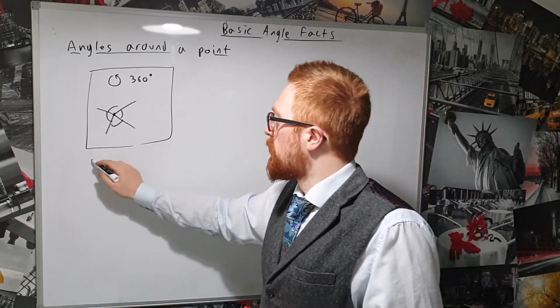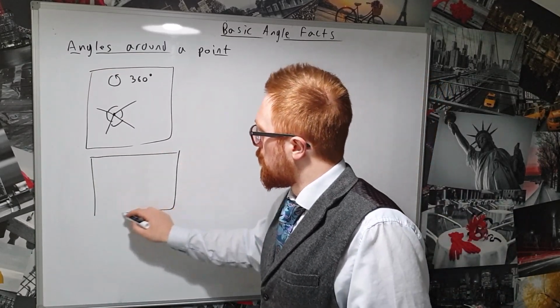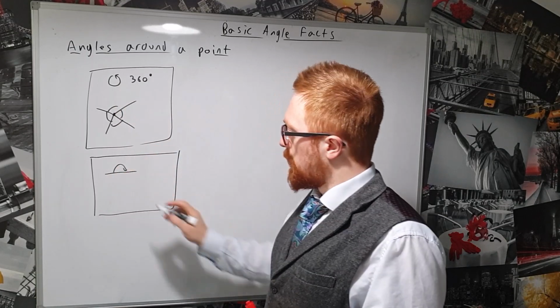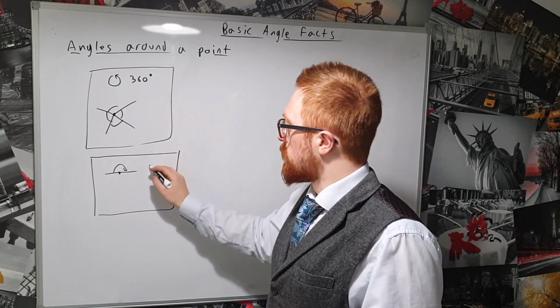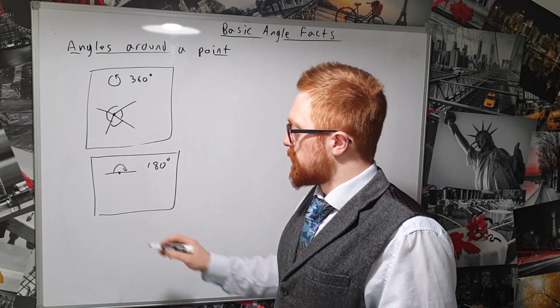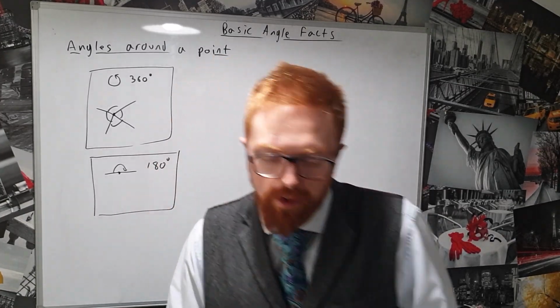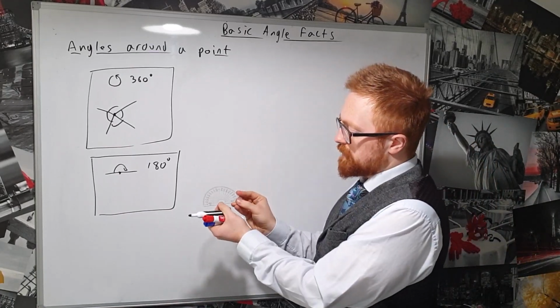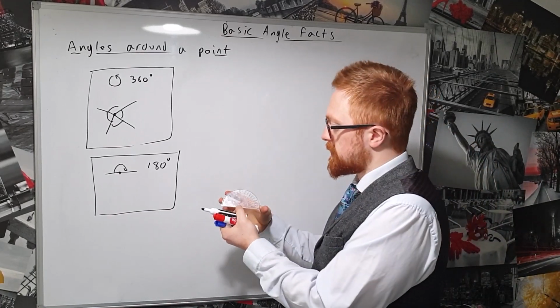Our second rule is that if we only go halfway round, then we get half of this, we get 180 degrees. And quite a nice way to remember this is if you have a look at a protractor, that's half a circle and it's got 180 degrees.